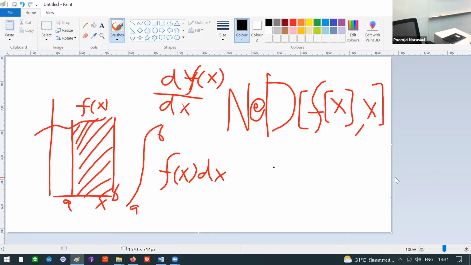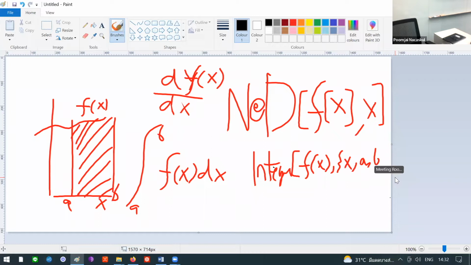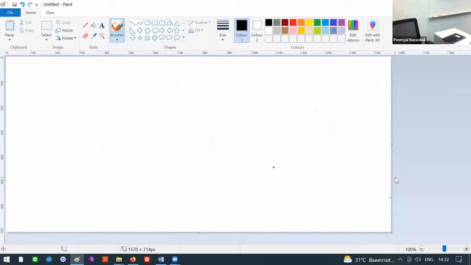This, in Mathematica, will be written Integrate, open bracket, f of x, comma, curly bracket, x, a, and b. Okay, you saw that. And we saw how arbitrarily complex you can do this. So I'm not going to spend time doing that today.